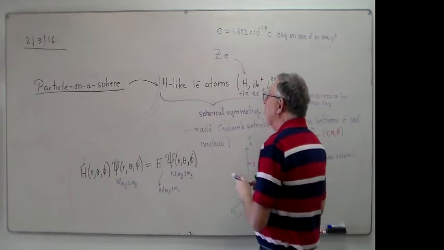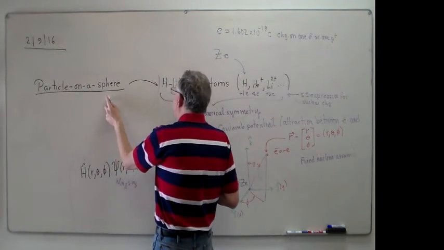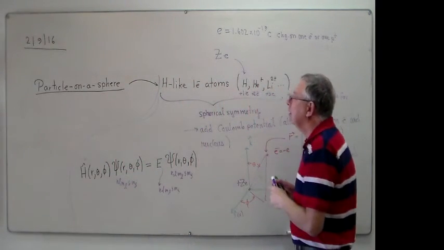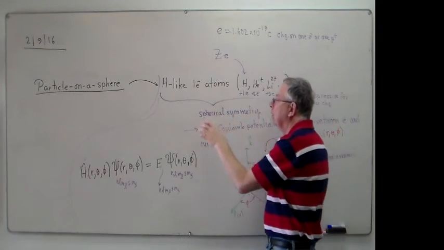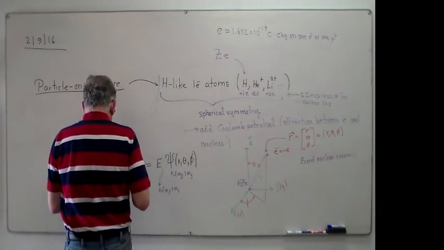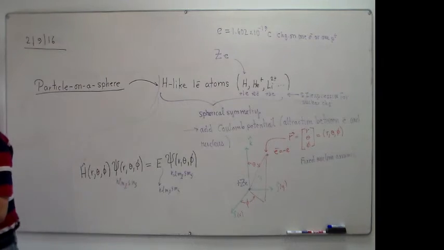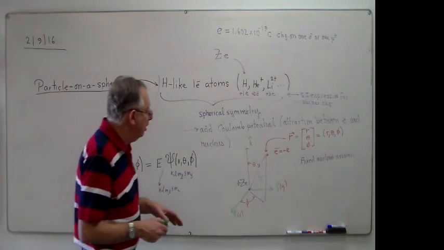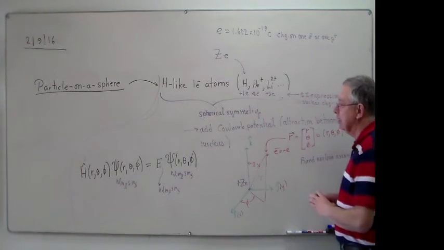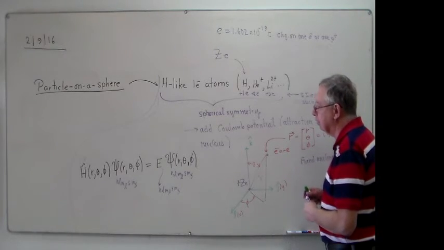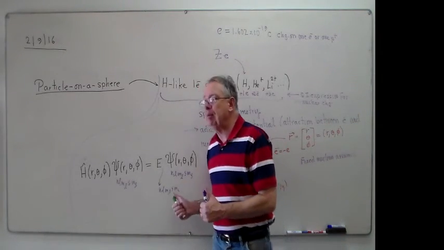Okay, so what we said is a hydrogen atom owes a lot to particle on a sphere, particularly the angular parts, which are the same, but there's this strange new radial piece that we have to consider. We're going to have 5 quantum numbers we see.